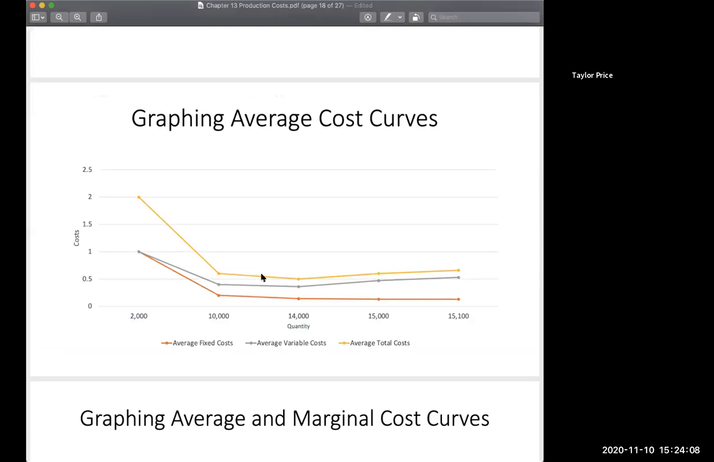And in this example, you see that average total costs start out really high, and then they decrease a bunch because the average fixed costs are very high. And as you produce more of the quantity, you have more quantity to spread the average fixed costs over. So basically, you're just dividing the total fixed costs by a larger quantity, which decreases the average fixed costs.